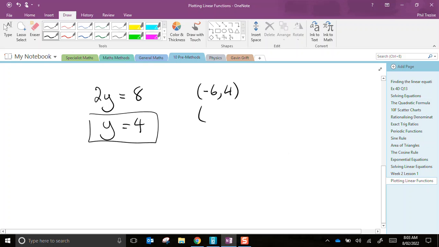Pick a different x value, anything you like. Okay, let's go with 1. What's the y value? Has to be 4. Pick a different x value, anything at all. Okay, 926. What's the y value? Must be 4. Now this is going to be a very interesting looking line on our graph.